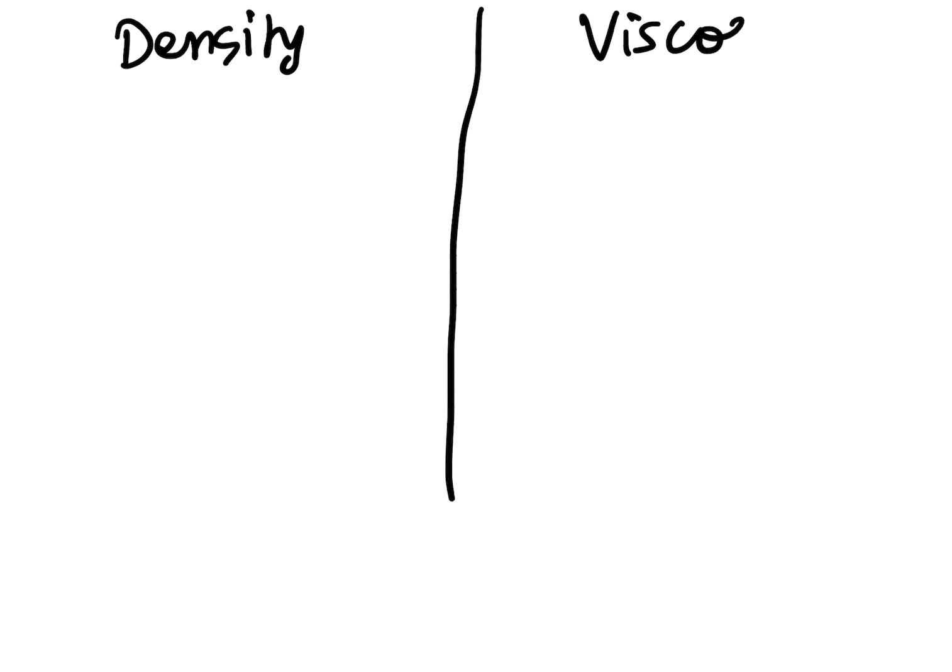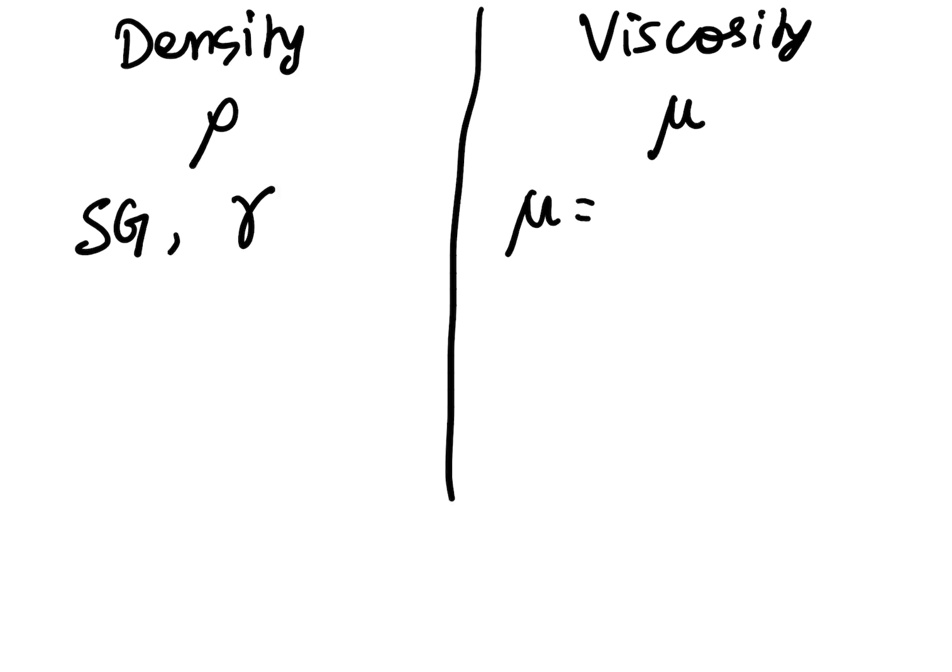Now I talked about density. I talked about viscosity. The symbol that's commonly used is mu. Here the symbol is rho and mu. The other types of expressing density are specific gravity and specific weight. The viscosity is expressed usually as dynamic viscosity, which is defined as tau divided by du by dy.